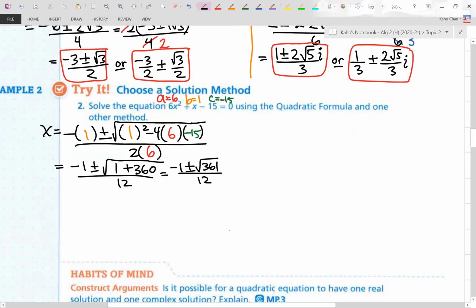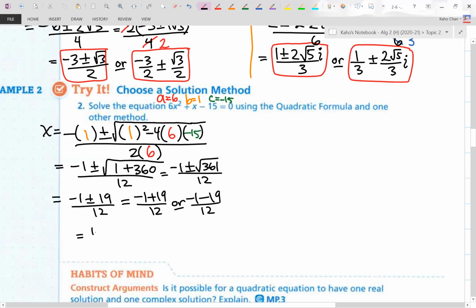I had to look this one up. The square root of 361 is actually a perfect square. Crazy. This perfect square is 19. Wow, crazy. Split that up and solve. Negative 1 plus 19 divided by 12, or negative 1 minus 19 divided by 12.